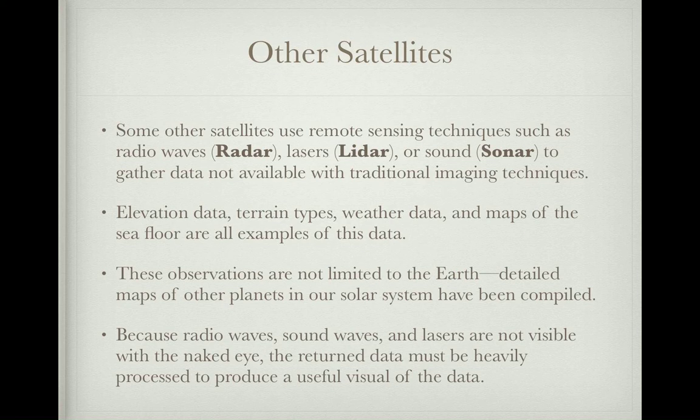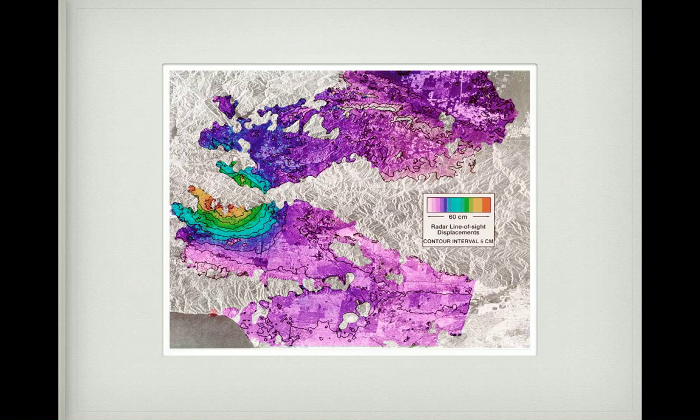These observations are not even limited to Earth itself. Detailed maps of other planets in our solar system have been compiled. Because radio waves, sound waves, and lasers are not visible to the naked eye, the returned data must be heavily processed in order to produce a useful visual of the data. As I discussed in my last video, analog to digital converters are also used.